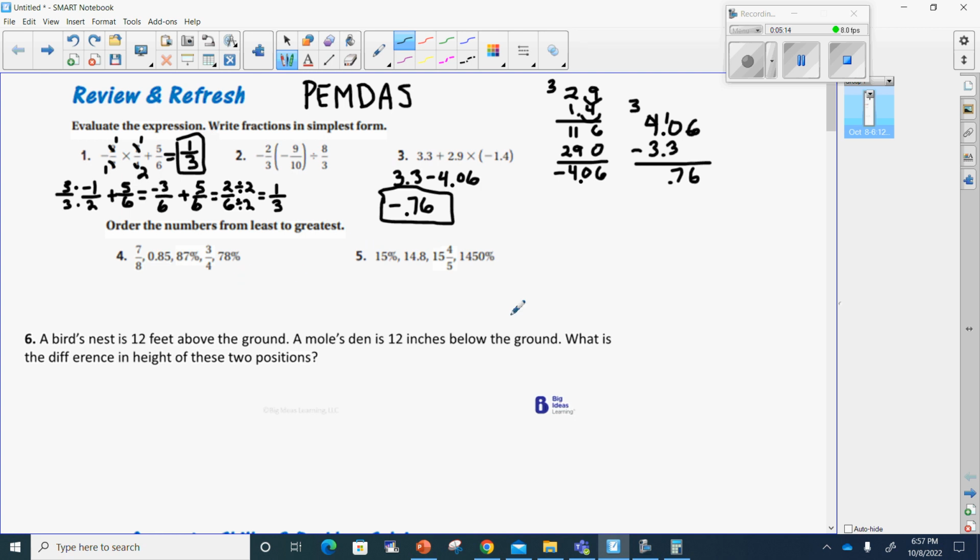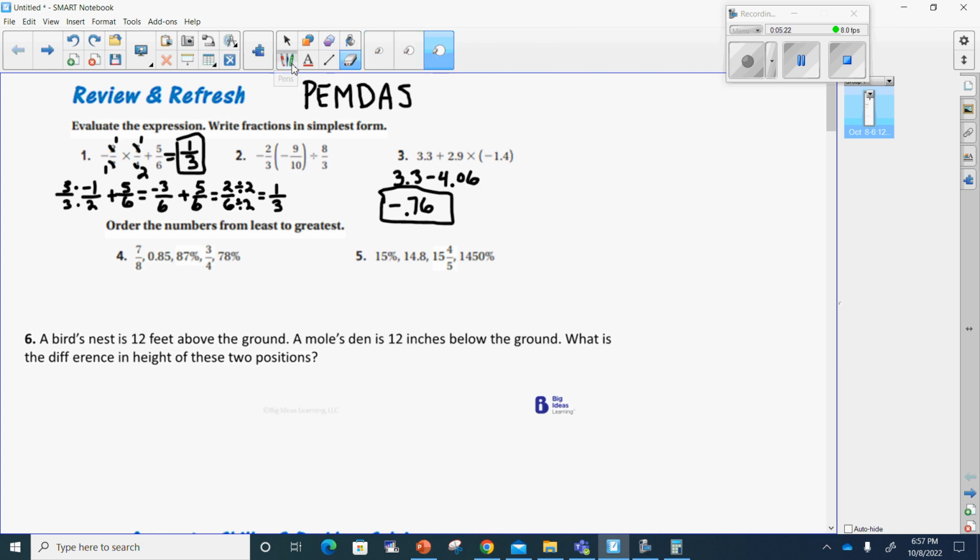All right, I got to do number 5 next. It says, what are the numbers from least to greatest? Give myself some room here. If I do this, I have to turn these all to decimals to find out which one's the biggest. Let's take 15% and start with that one. 15% as a decimal is moving my decimal 2 spaces. So this becomes 0.15.